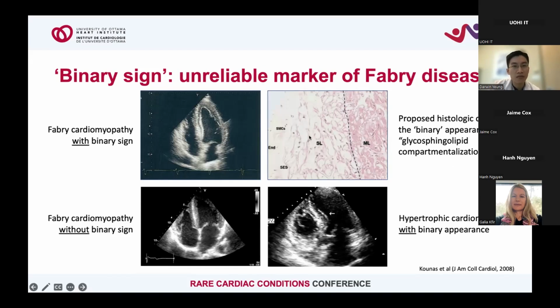But as we can see from these three examples, a patient with Fabry cardiomyopathy with this binary sign, which is this echo bright stripe in the endocardium. This is an example of a patient with Fabry disease with the binary sign, but below is a patient with Fabry cardiomyopathy without the binary sign. And in the bottom right is a patient with hypertrophic cardiomyopathy with this binary appearance.